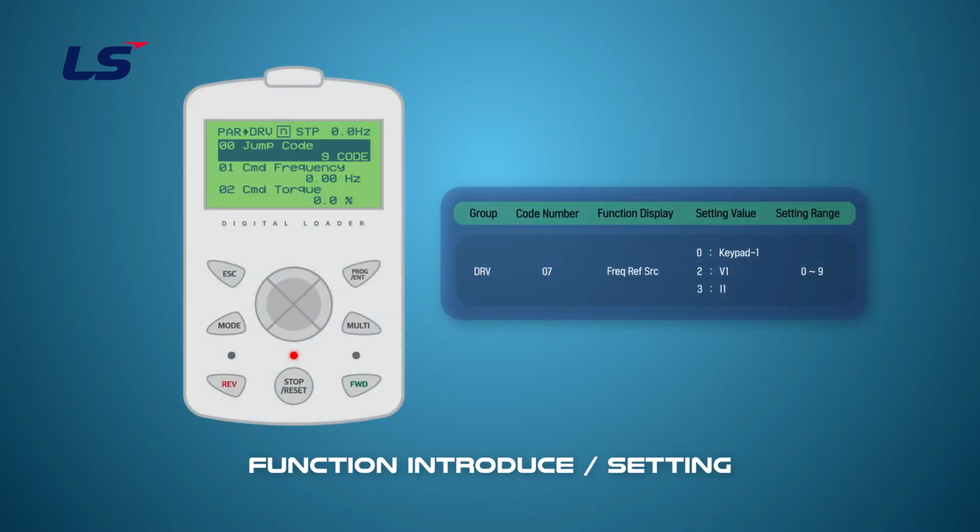Parameters related to frequency setting can be changed at DRV7. And now we will try to set the frequency by the keypad. To set the frequency with analog input voltage or current, not the keypad, you can set it to V1 or I1.